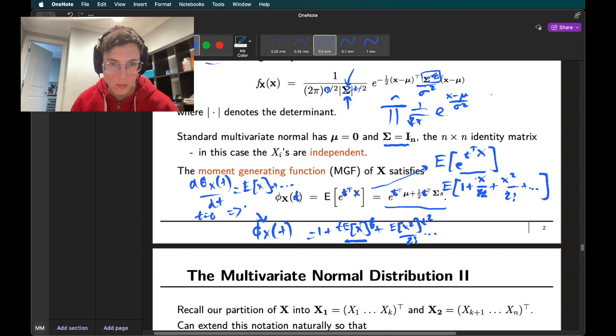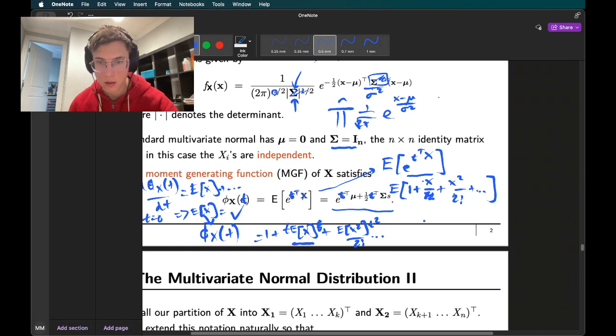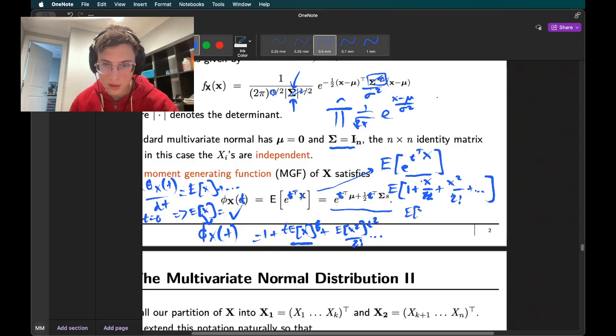And that's how we end up with a value for e to the x, because all the other terms cancel away because there's a t in front of them. So now we can find this out. And then we can take the derivative any number of times, and we can find out the value of expectation of x squared, and so on.